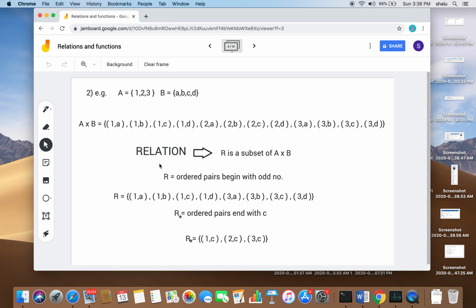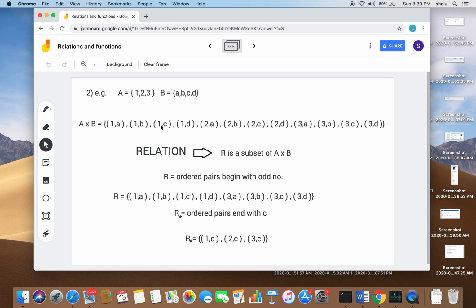So relation is nothing but a subset of A cross B. So that means in relation we'll have ordered pairs which are derived from A cross B only. We'll describe a relationship between these two sets and we'll derive ordered pairs from A cross B and we write it in relation. For example, let's say R is ordered pairs which begin with odd number. So we'll look for the pairs in which we have odd number as first element.